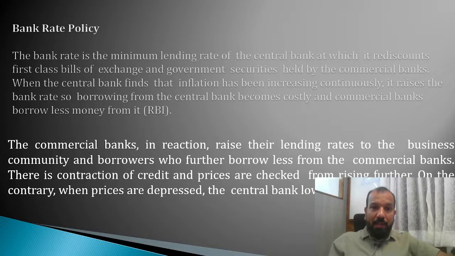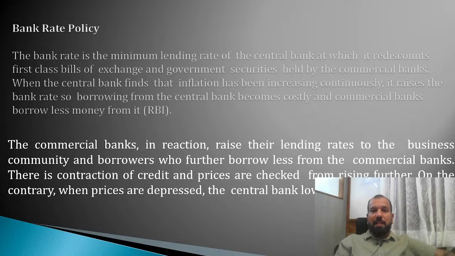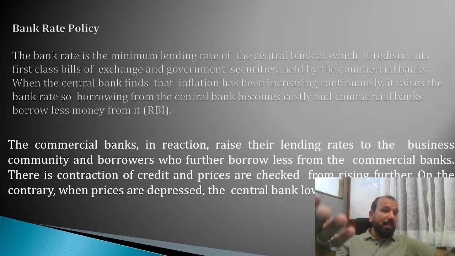When the central bank finds that inflation has been increasing continuously, it raises the bank rate. So borrowing from the central bank becomes costly and commercial banks borrow less money from the RBI. So the RBI also controls inflation and deflation with the bank rate. Suppose the bank rate used to be 6%, so banks used to get loans from the RBI at 6%. If there is more inflation in the market, what will the RBI do? The RBI will increase the interest rate, possibly to 7% or 8%.